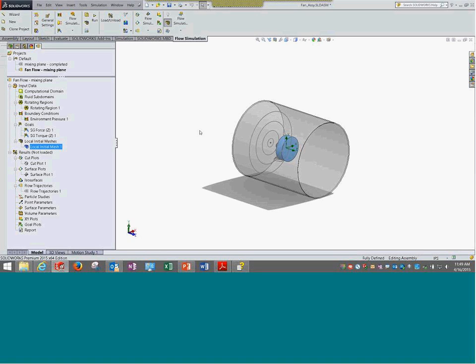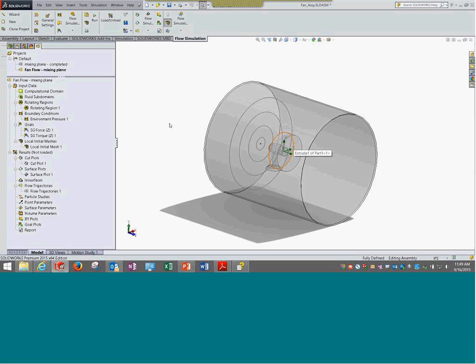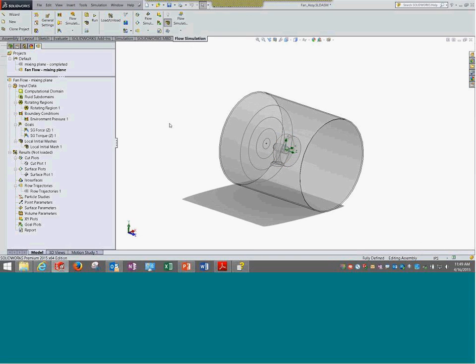What else? This is what it is all about. On solving, we will be able to see, if a fan is to be there, how it is going to flow. We can visualize it. Obviously, flow trajectories would be interesting.